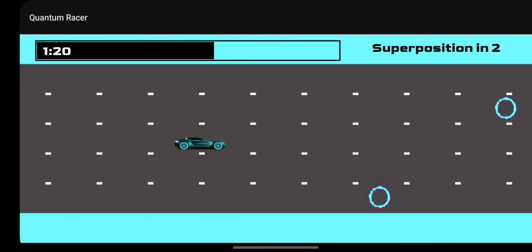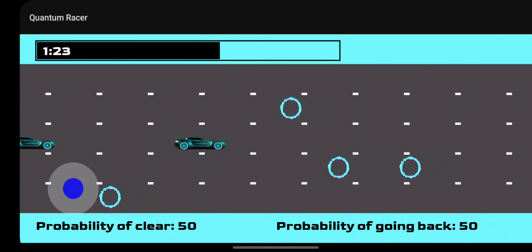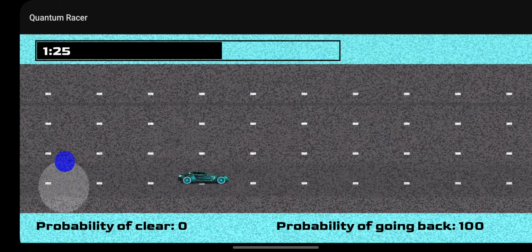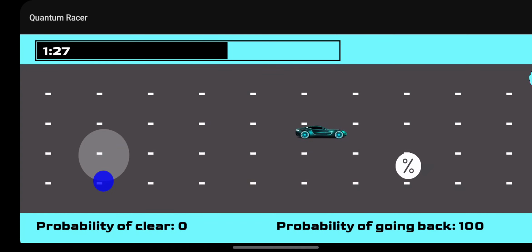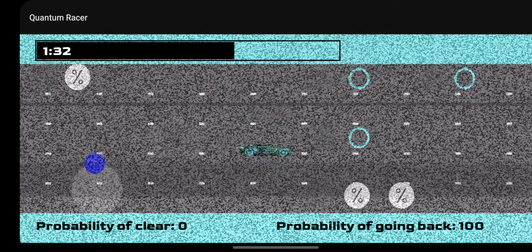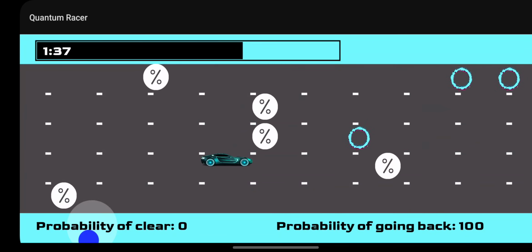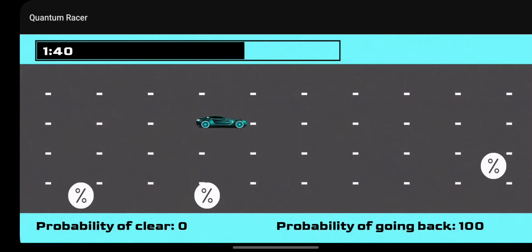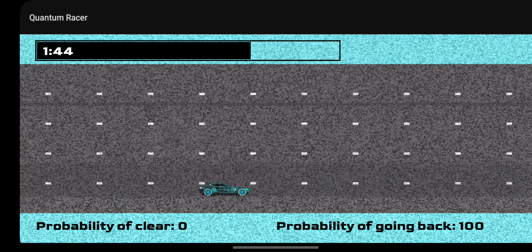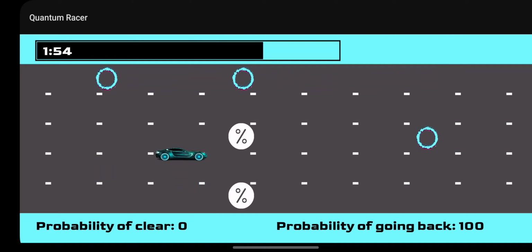The next time superposition comes around, I'm going to try to show what happens when something goes wrong. I'm going to try to mess up as much as possible so I can show you what happens when I get sent back. The probability of everything being cleared is 0%, and the probability of going back is 100%, which is what I'm trying to demonstrate. Let's keep crashing into these particles and getting stuff wrong. This is not what I'm supposed to be doing. Soon I'll be measured and this problem will resolve itself.